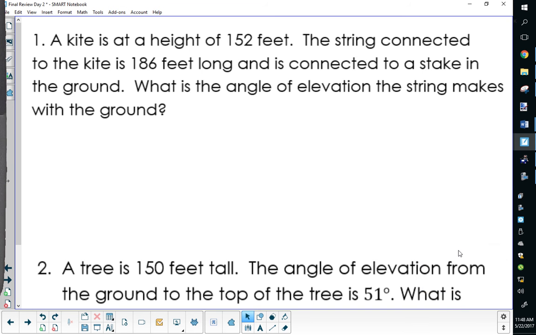All right, so chapters 7, 8, and 9: triangles, polar, and conic sections. Number 1 says a kite is at a height of 152 feet. The string connected to the kite is 186 feet long and is connected to a stake in the ground.